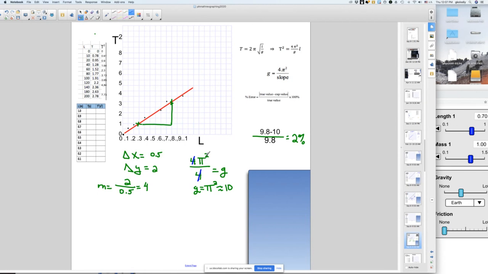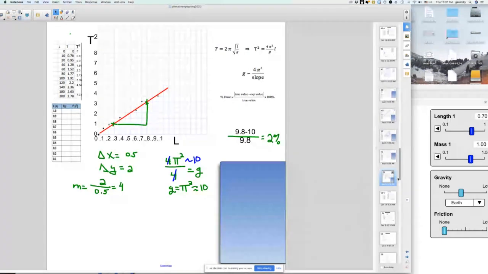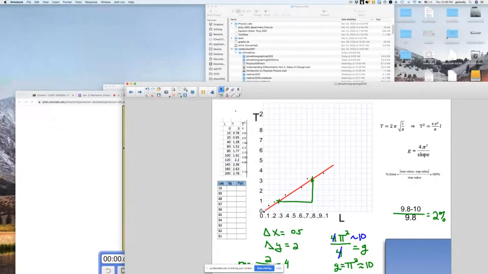Okay. Now what's pi squared? It's approximately 10. So for the percent difference using this equation, our true value is 9.8. We're supposed to get 9.8. We got 10. Divided by the true value, 9.8, and multiplied by 100, you get approximately 2% error. Okay. And that's basically this coming week's lab. And I think I did a good job here.